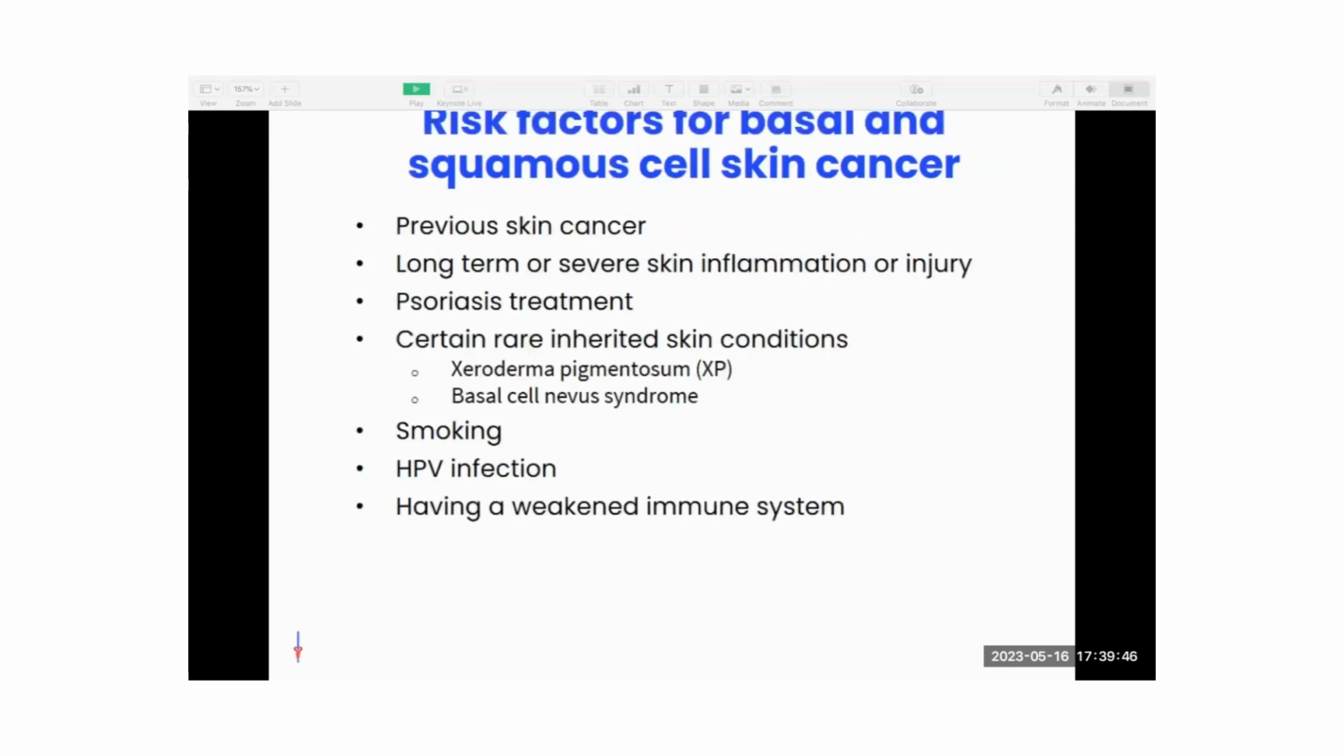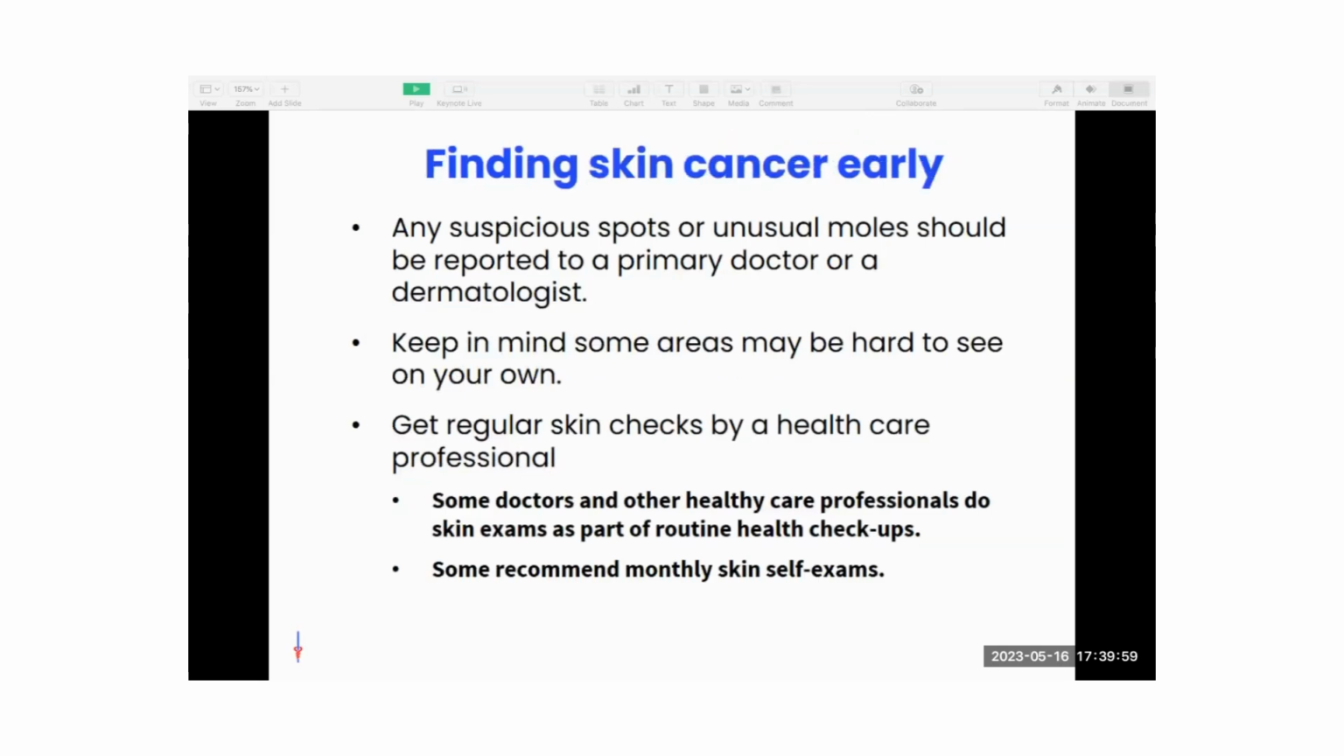And here's the same thing: smoking, psoriasis, long-term damage to the skin. Even if you had a burn injury, 50 years later it can turn into squamous cell. And of course, being on immunosuppressives, prednisone long-term, those kinds of things can increase your risk. And of course, to catch them early is always the way to go. But some of the squamous cell carcinomas do grow fast, and I'll show you a picture of those too.